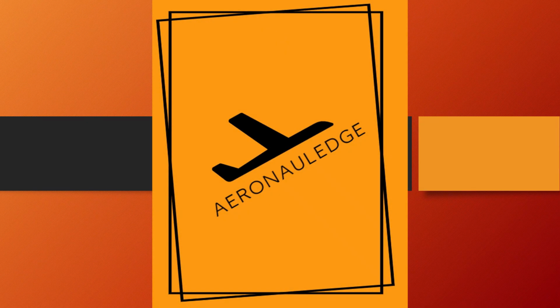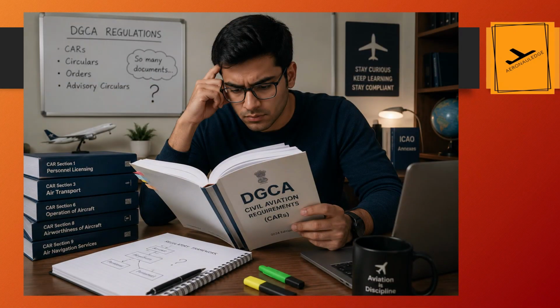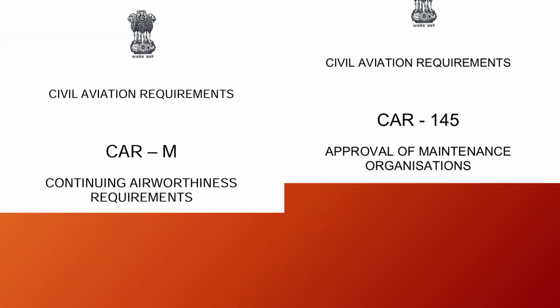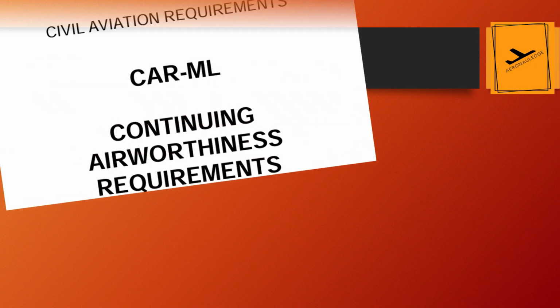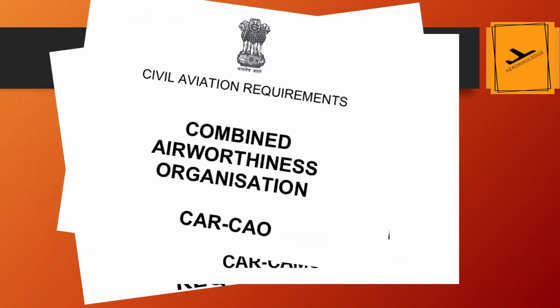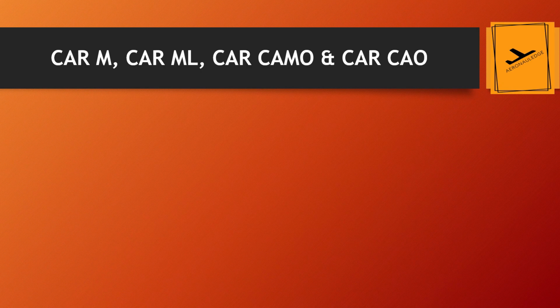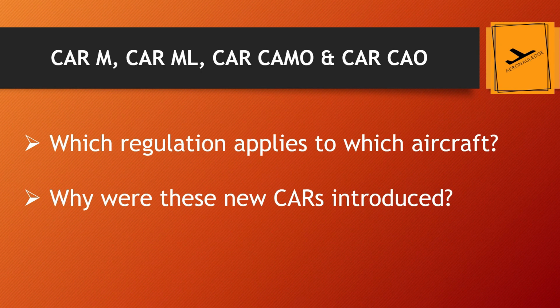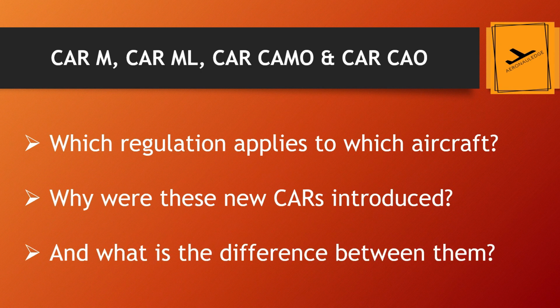If you have recently started reading the latest DGCA regulations, you have probably noticed something confusing. Earlier, everyone only talked about CAR M and CAR 145. Now suddenly we have CAR ML, CAR CAMO, CAR CAO. Many people ask which regulation applies to which aircraft, why were these new CARs introduced, and what is the difference between them. In today's video, I'll explain all 4 regulations in the simplest possible way using real life examples.